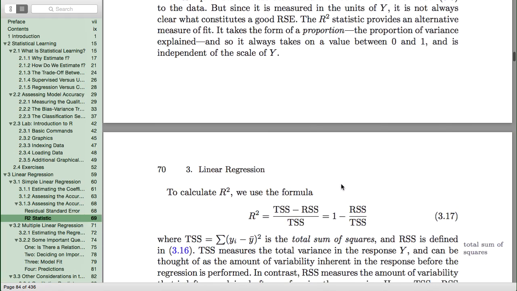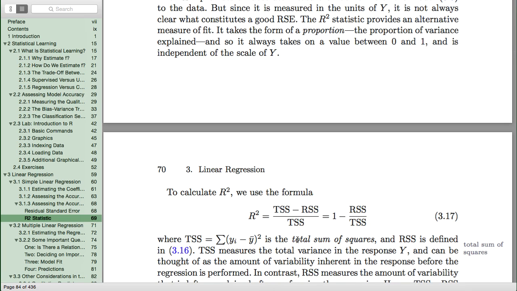And the r-squared value is the total sum of squares minus the residual sum of squares divided by the total sum of squares. And that actually, believe it or not, will become fairly easy to remember. This is a pretty easy expression to remember. And this simply says that it's 1 minus the residual sum of squares divided by the total sum of squares.